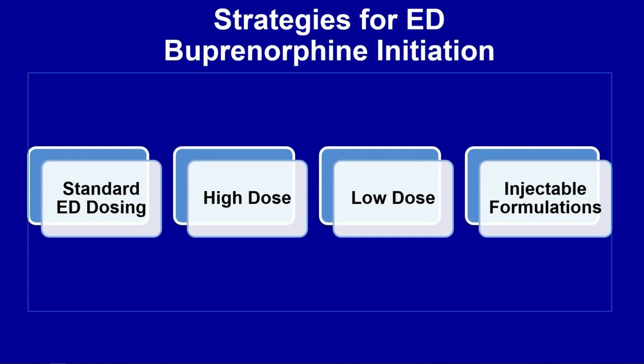So there is this concept of standard dosing, which it turns out there's nothing really standard about ED dosing, which we'll talk a little bit about. There's this concept of high dose buprenorphine, which Mark certainly laid out a case for why it makes a lot of sense pharmacologically and also clinically. We're going to talk a little bit about low dose or microinduction. I'm just going to touch on this as a thing that exists in the world. I'm not really going to get into that in detail. And then we're going to talk a little bit about the injectable buprenorphine formulations that are out there.